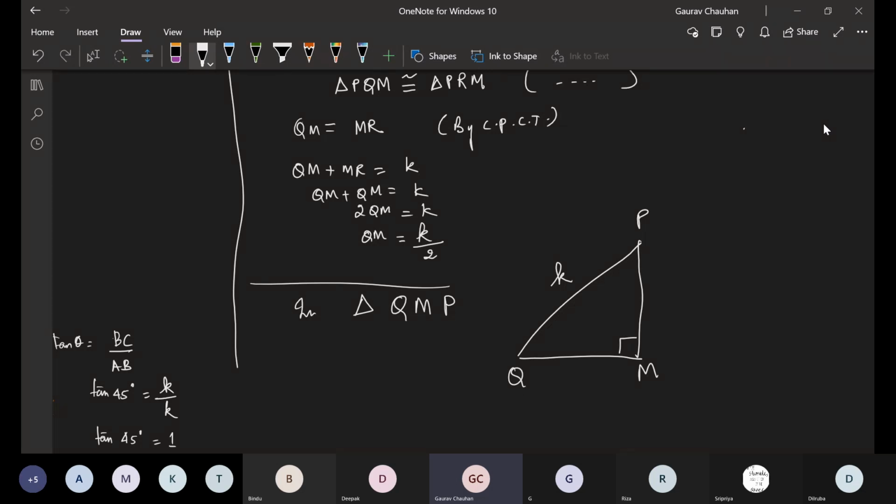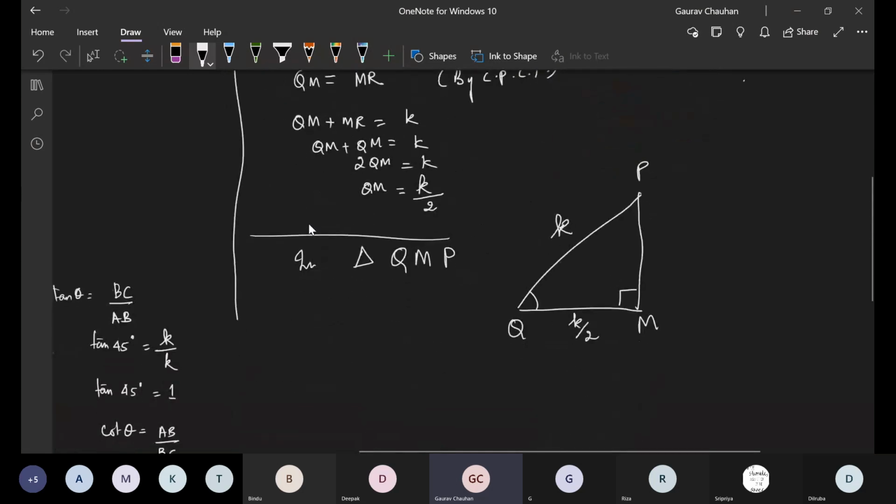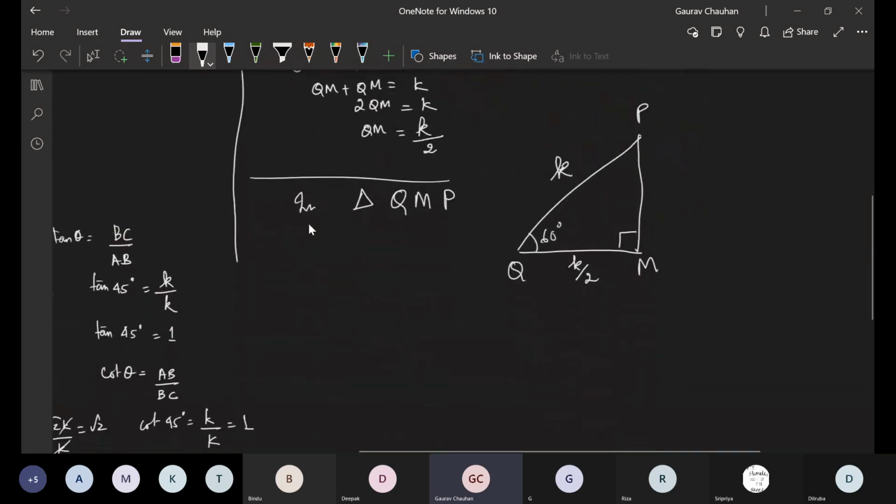We have this as 90. This is K. We don't know what this is, we will find that out, don't worry. But we know that this one is K by 2. Everyone okay so far? Any questions? This much I am getting from the above triangle. And obviously we know this is 60 degrees. Any questions so far? I am just redrawing it.